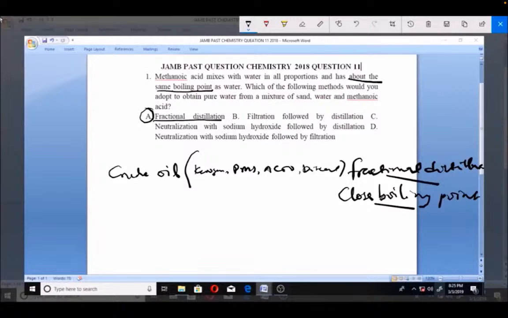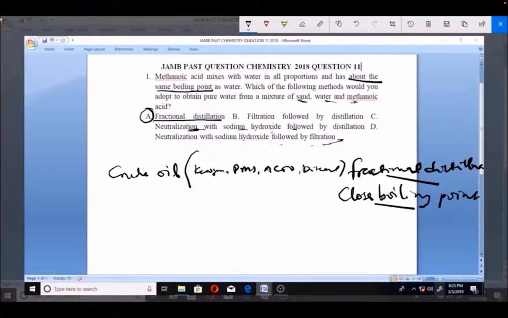Filtration followed by distillation. You can filter out sand, but you cannot use ordinary distillation to separate water and methanoic acid because of their similar boiling points. Neutralization does not have anything to do with it. It's why you neutralize it with sodium hydroxide, so this is not the answer. Neutralization followed by filtration is also not a very good answer. So the right option is fractional distillation because they have about the same boiling point.